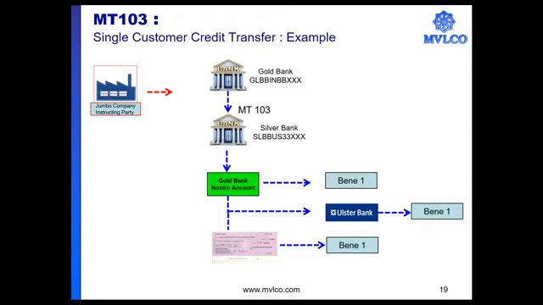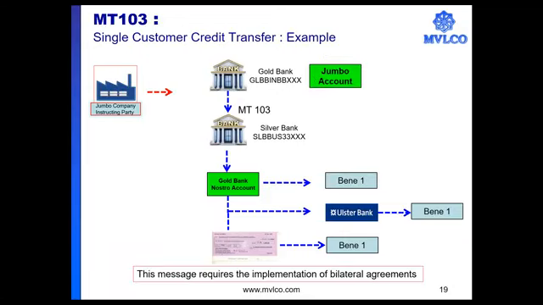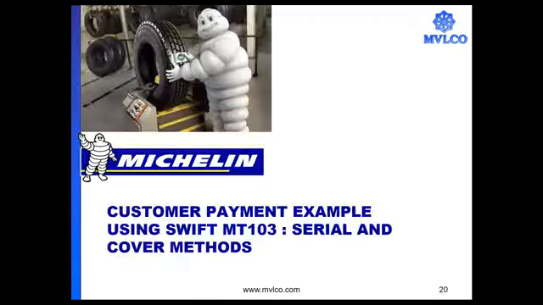These are the 3 types of messages which we get under MT103. So where do you have the Jumbo account here? The Jumbo account is only with Gold Bank. There is no Jumbo account at Silver Bank. This is the example of MT103.